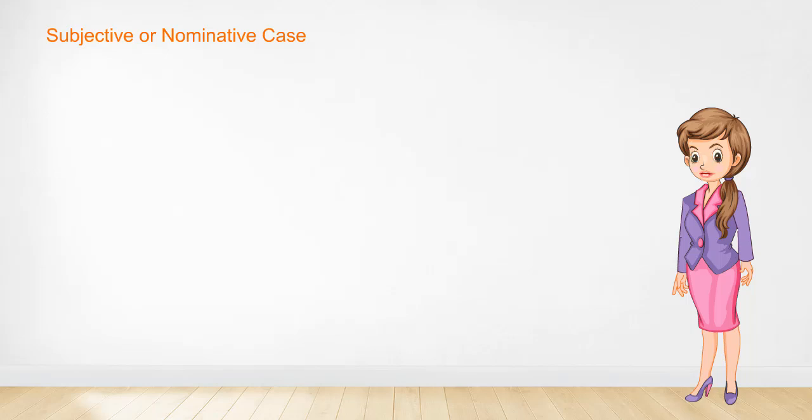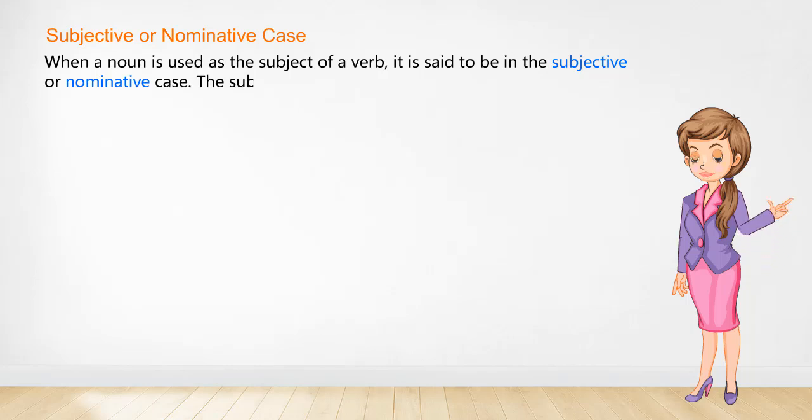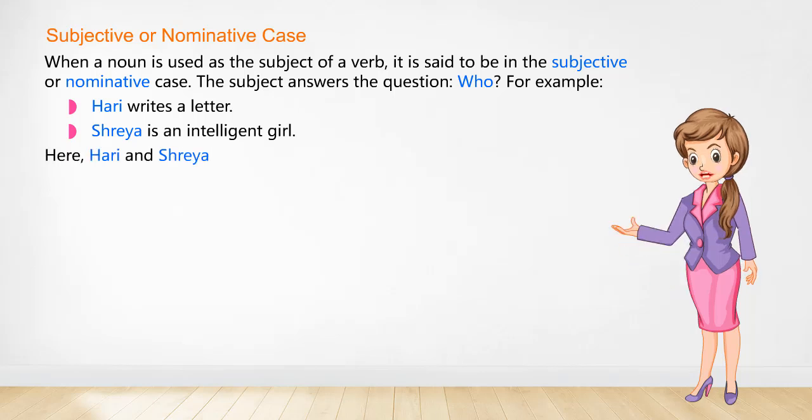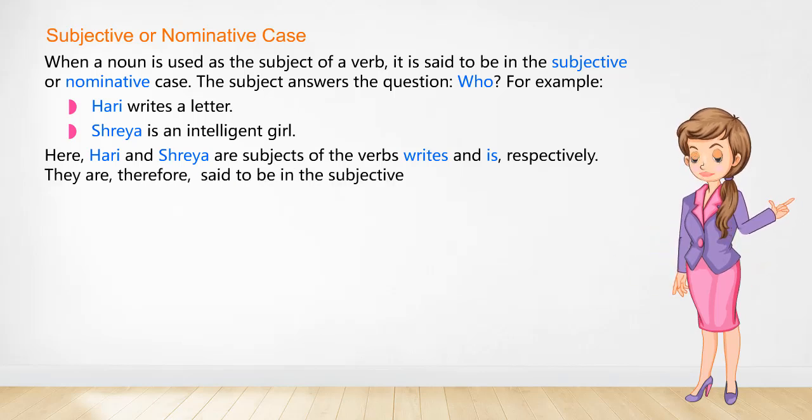Subjective or nominative case. When a noun is used as a subject of a verb, it is said to be in the subjective or nominative case. The subject answers the question, who? For example, Harry writes a letter. Shreya is an intelligent girl. Here, Harry and Shreya are subjects of the verbs writes and is respectively. They are therefore said to be in the subjective or nominative case.